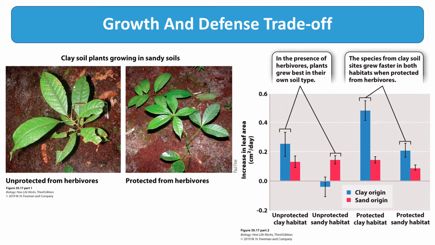A potential example of this trade-off between growth and defense was studied in the Amazon rainforest. Plant species on nutrient-rich clay soils were compared with closely related species found on nutrient-poor sandy soils. Researchers found that species from the nutrient-rich clay soils invested less heavily in defenses than did species from the sandy soils. Both species grew best in their native habitats when under the threat of herbivory. However, the clay soil species grew much faster than the sandy soil species when the plants were protected from herbivory.